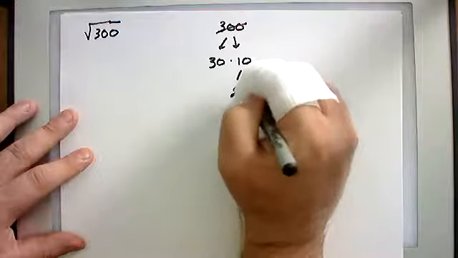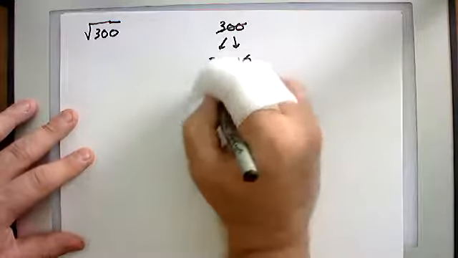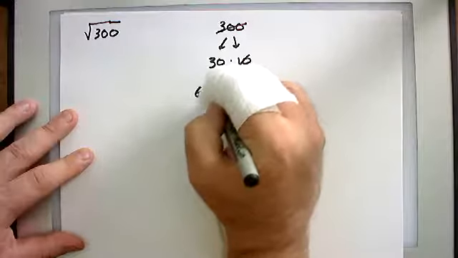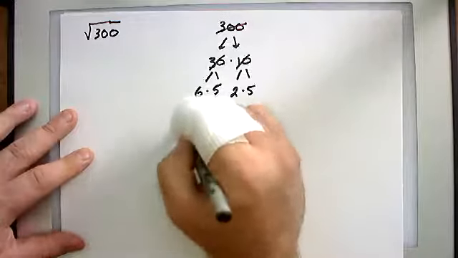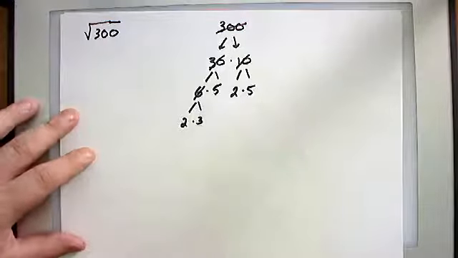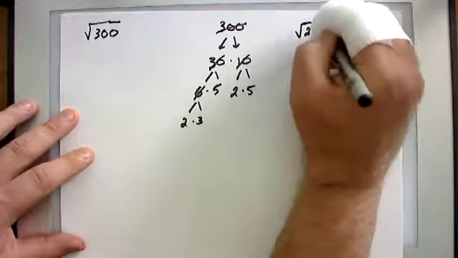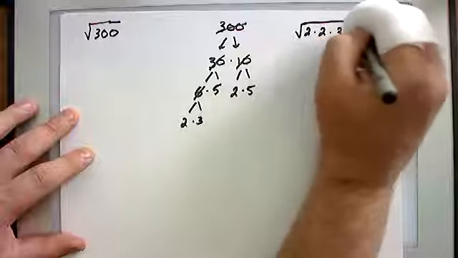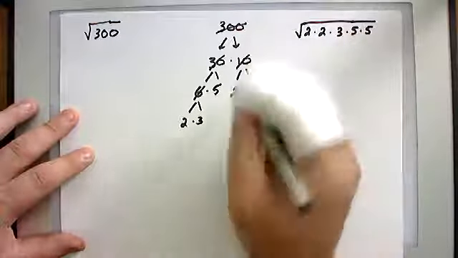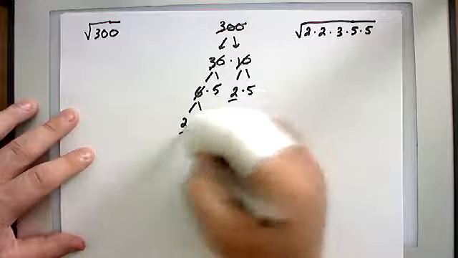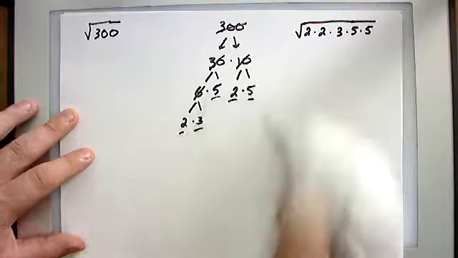10 would be 2 and 5. 30 would be 6 and 5. And 6 would be 2 and 3. So take a minute, make sure you agree. I got 2 2s, 1 3, and 2 5s. So the square root of 300 turned into 2, 2, 3, 5, 5. Make sure you count for all of them. 2 2s, 1 3, and 2 5s.